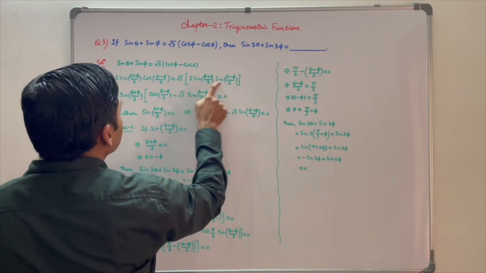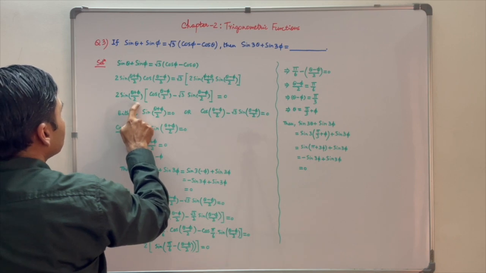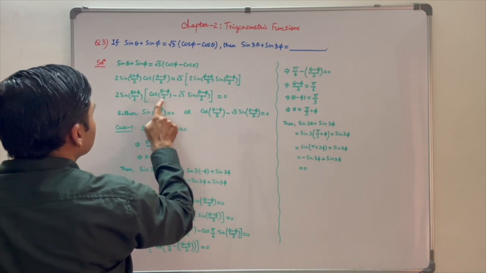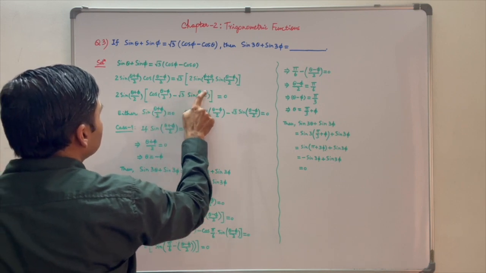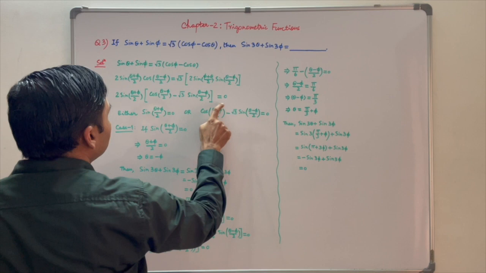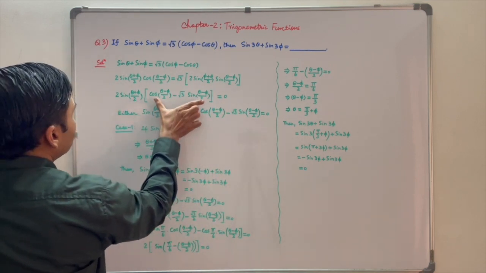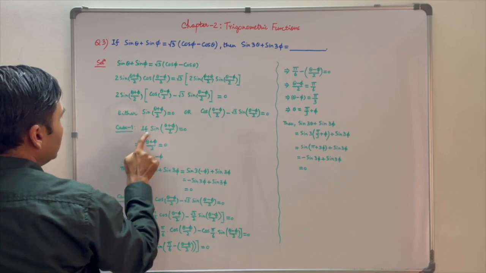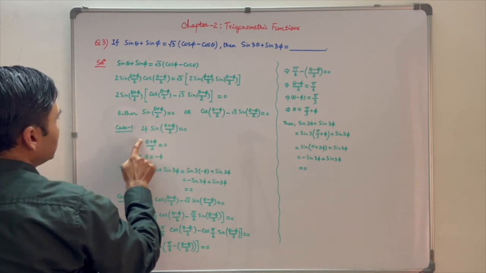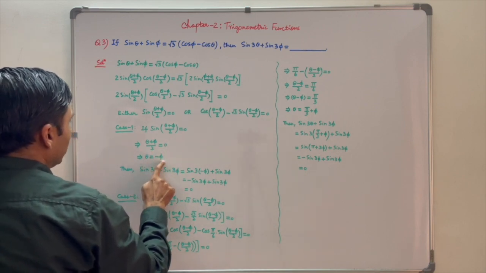Take this to left hand side and take 2 sin (theta plus phi) by 2 as common. So in bracket, it comes out to be cos (theta minus phi) by 2 minus root 3 sin (theta minus phi) by 2. And that is equal to 0. So either this is equal to 0 or this is equal to 0. Accordingly, we will consider two cases. First case, when sin (theta plus phi) by 2 is equal to 0. That means (theta plus phi) by 2 is equal to 0 or theta is equal to minus phi.